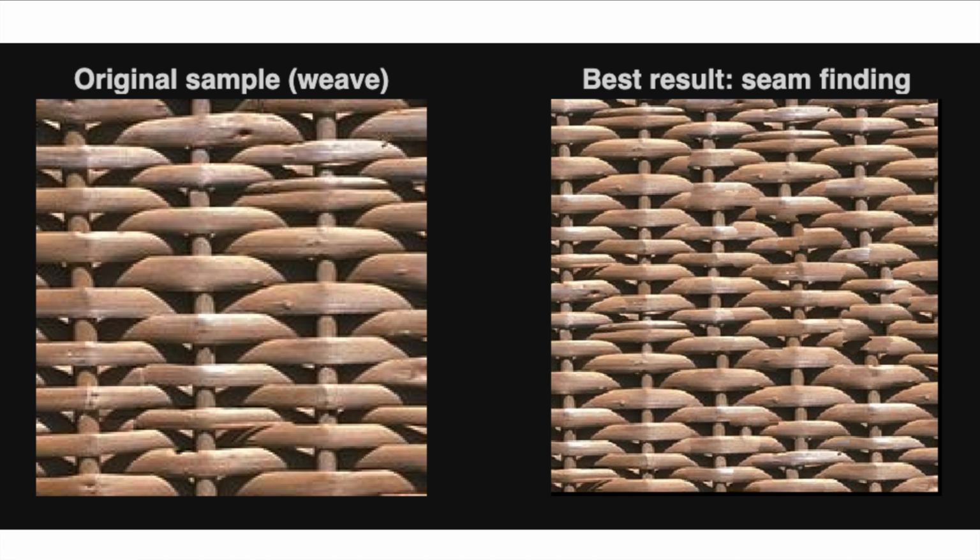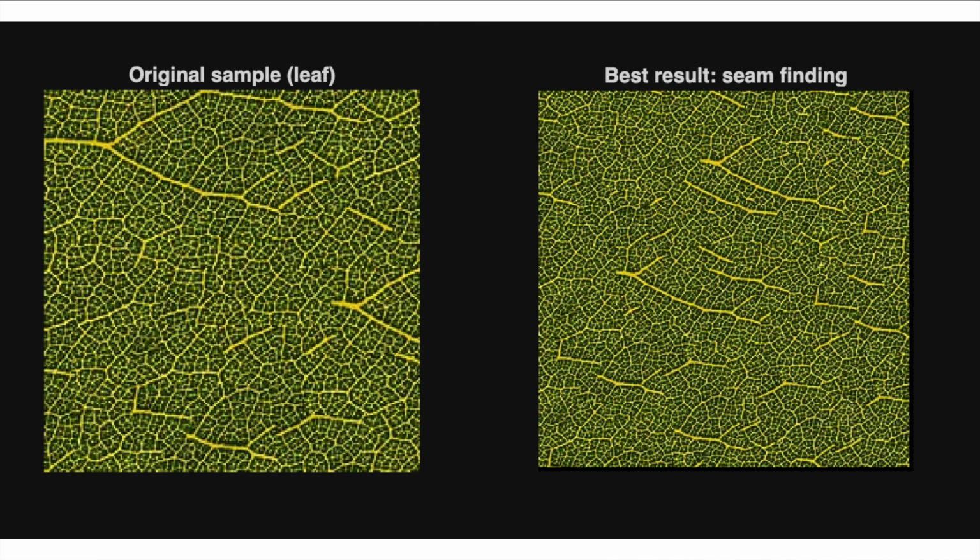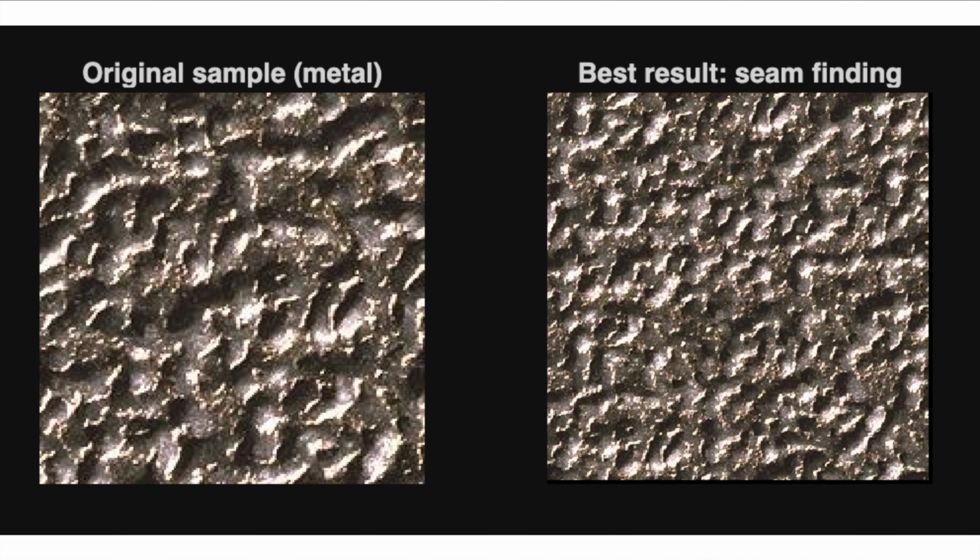I remember in class that we spoke about near regular images versus stochastic images. And so I wanted to have a split difference between these two and see what the effects would be on the generated images. We have an image of the weave. You can see that seam finding did a pretty good job of expanding it. There's not really that many flaws. Same with this leaf image. I think this is the best one that I worked on.